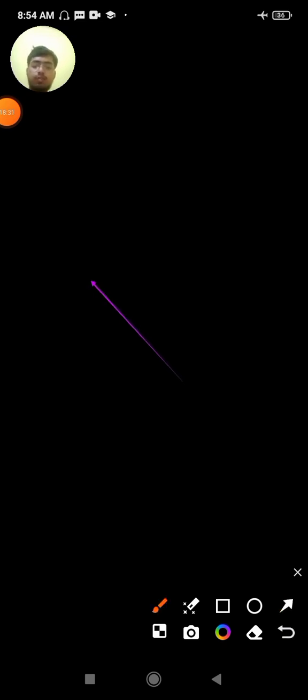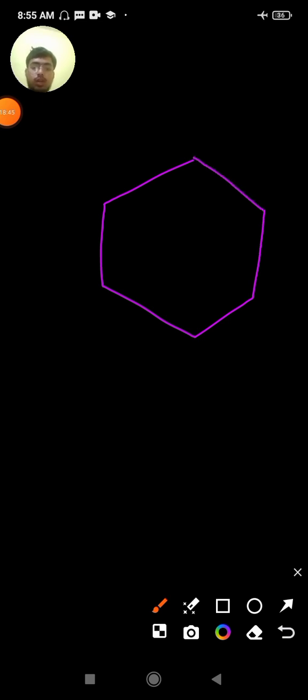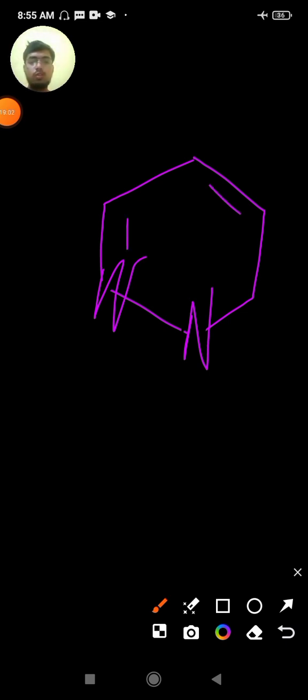First I draw our heterocyclic structure. Here we use our eraser and add the N. Here is a double bond. That is our heterocyclic structure, and you give its name. Its name is pyridine.